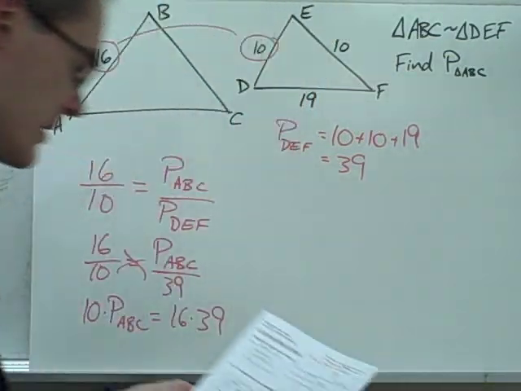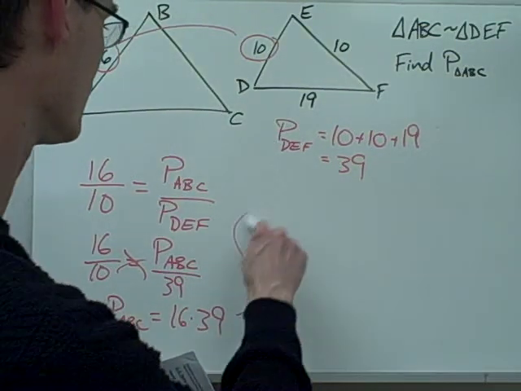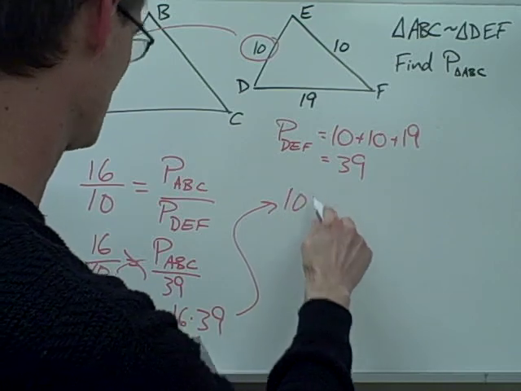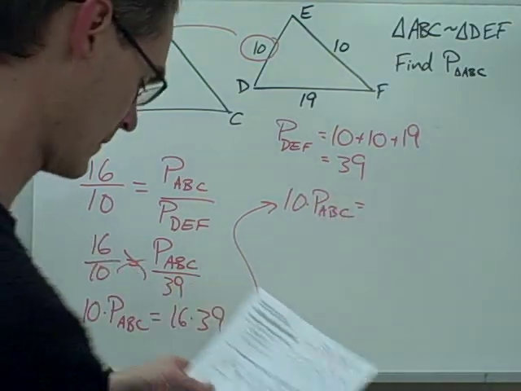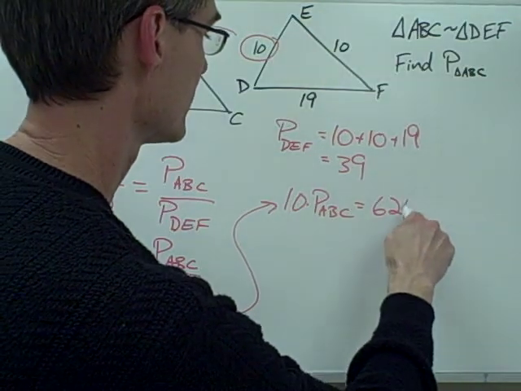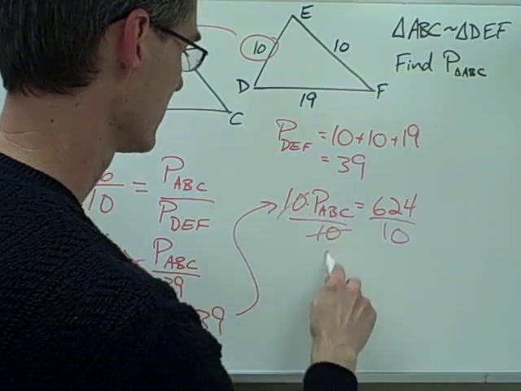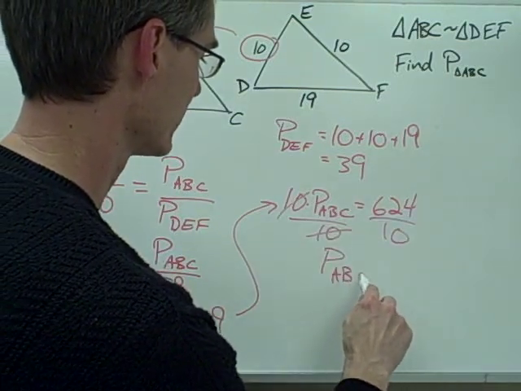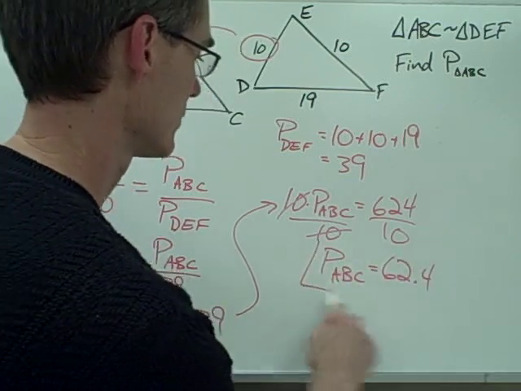And 16 times 39 is 624. So I have 10 times the perimeter of triangle ABC equals 624. I divide both sides by 10, and I have the perimeter of triangle ABC equals 62.4.